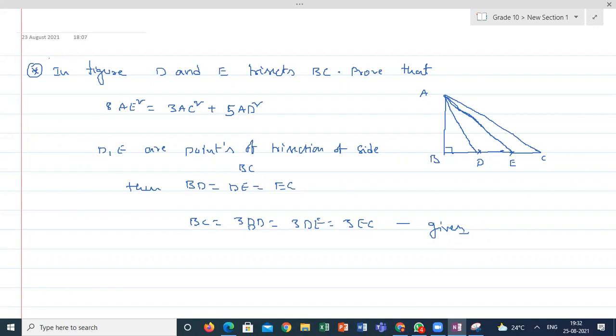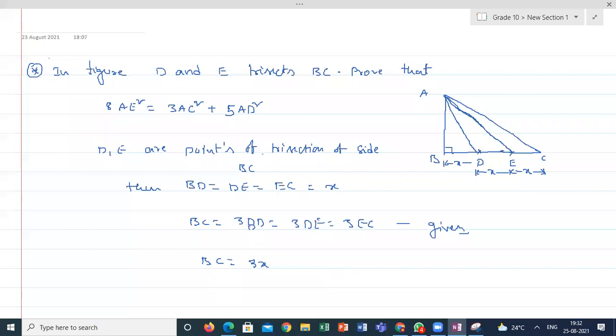I can see 3 right angle triangles. Am I right or wrong? Yes, sir. So for understanding purposes, I am taking this as X, this as X, this as X. Later I will delete. Assume BD is equal, DE is equal, CE is equal to X. So from here I can write BC is equal to 3X, BD is equal to X, and DE is equal to X.